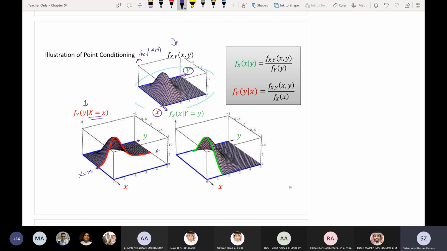While if I condition at y equal a specific number y, then the resulting function is a function of x, not anymore y, because y is already set to a specific value. And it looks like a slice in the two-dimensional function that I get, this green curve. And this is a function of x. It changes with x, if you notice.